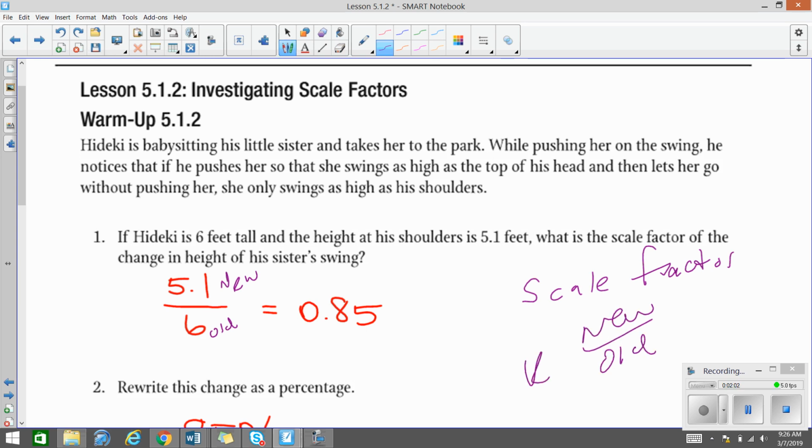All right, so we learned that yesterday. Your K value, K, is new over old. That's how you find your scale factor. So the new height was 5 foot 1, but the original height was at the head, which is 6. So 5.1 divided by 6 is 0.85.